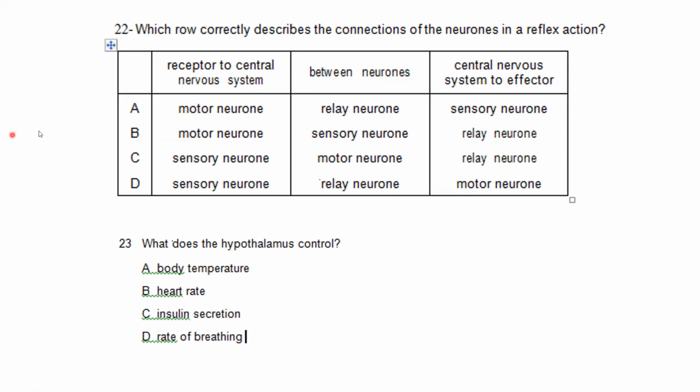ठीक है जी, इसको जरा देख लेते हैं. रिसेप्टर टू CNS में कौन लेकर आते हैं, आपके पास लाते हैं जी हमारे पास सेंसरी. बिटवीन न्यूरॉन्स कौन से होते हैं, रिले होते हैं, तो ऑप्शन डी ठीक लग रही है बिकॉज इसमें दो ऑप्शन आपकी यहाँ पे ठीक हो चुकी हैं. सेंट्रल नर्वस सिस्टम टू इफेक्टर आपके मोटर ही आते हैं. ठीक है, तो डी ऑप्शन इज Right. D option is right.